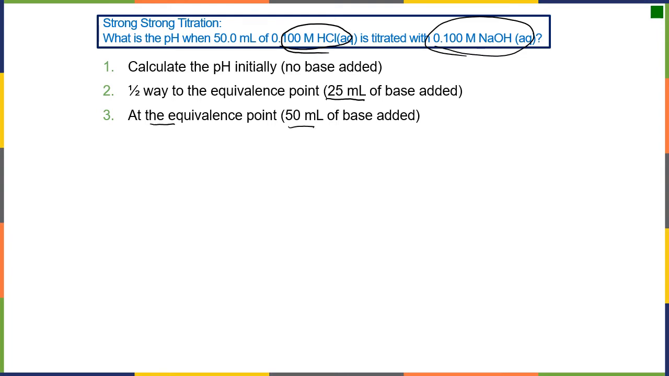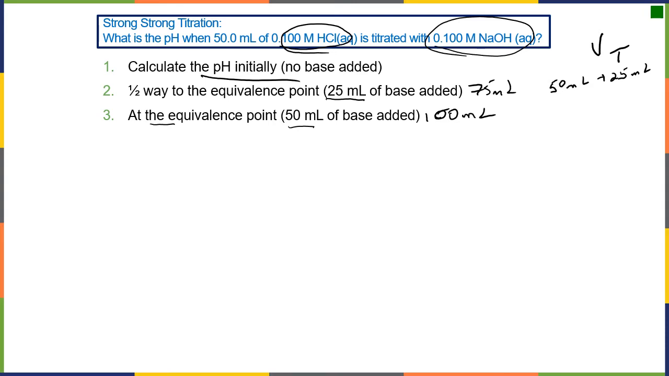As we do this, we have to keep track of the total volume because we're going to need the total volume as we go. Here with no base added, it's not a problem. We haven't done a dilution. Halfway to the equivalence point, we had 50 mL. We added 25 mL for a total volume on this one of 75 mL. Here our total volume at the end is 50 plus 50, and we have a total volume of 100 mL.